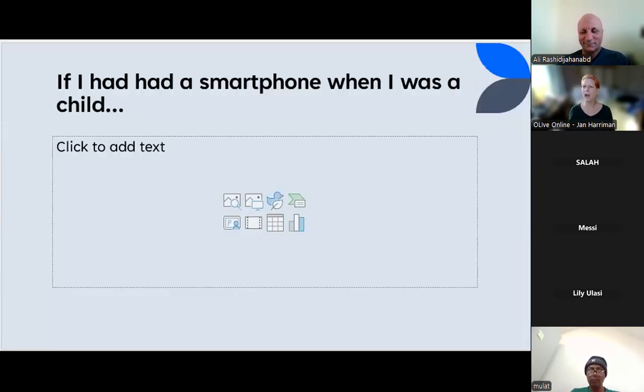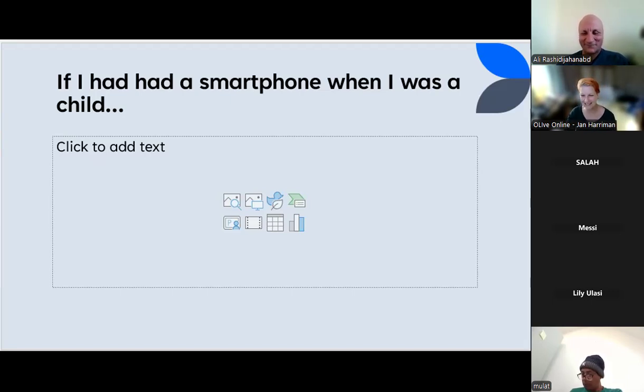For now, how would your childhood have been different if you had had a smartphone? What do you think would have been different? Would some things be better? Would some things have been worse? How would it have changed your childhood? Just a chance to use that third conditional. So think about this.